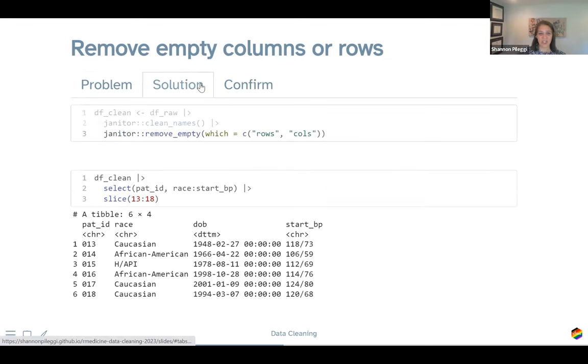So a solution to this is to use another janitor function called removeEmpty. In removeEmpty, you can specify what needs to be removed. In this case, we're going to remove both empty rows and empty columns. So you can see when I do the same selecting and the same slicing, we no longer have that blank column and we no longer have that blank row.